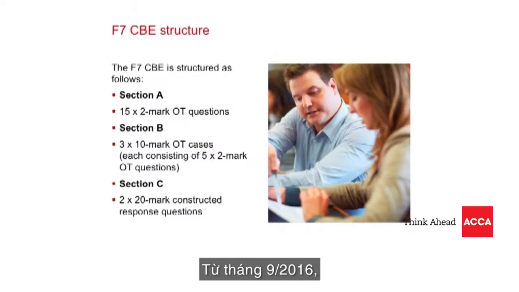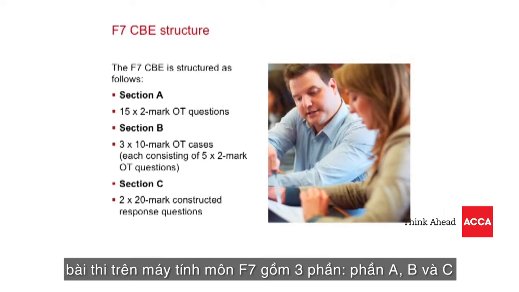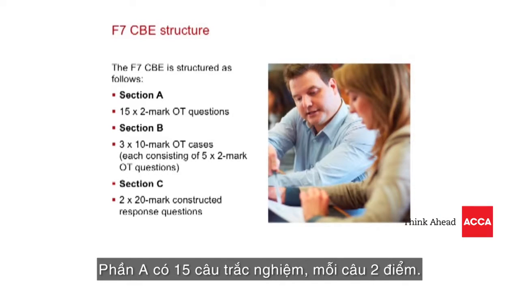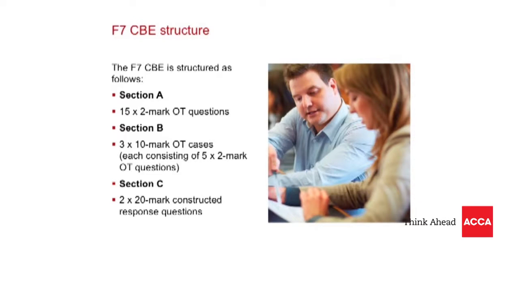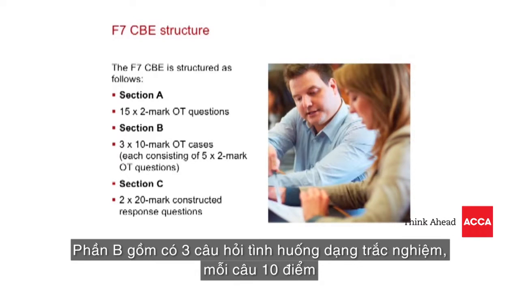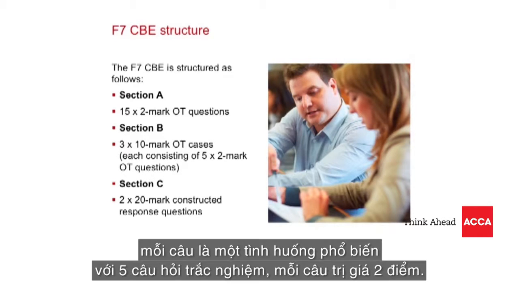From September 2016, the CBE F7 exam consists of 3 sections, A, B and C. There are 15 2-mark objective test questions in Section A. Section B contains 3 10-mark objective test cases. Each of these cases have a common scenario with 5 2-mark objective test questions.